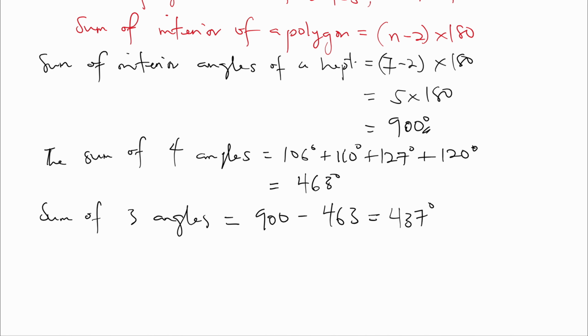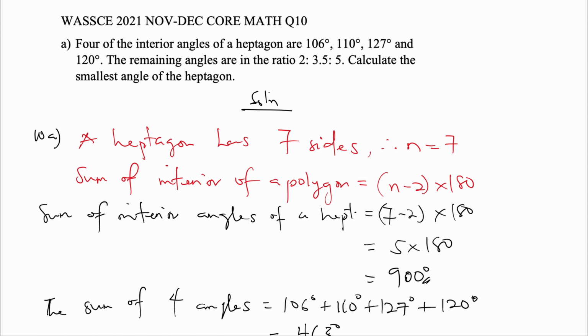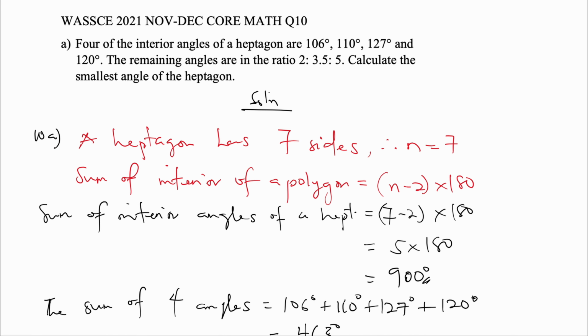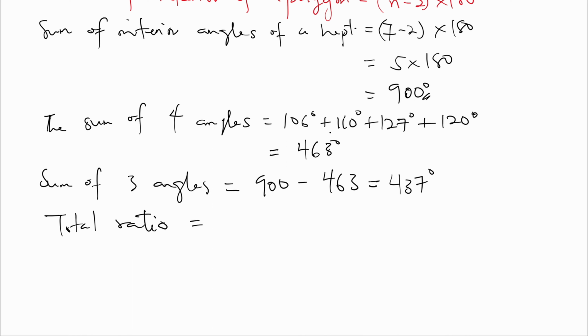Now, these 3 angles are in the ratio 2:3.5:5. So the total ratio is equal to 2 plus 3.5 plus 5, and this is equal to 10.5. So we are saying that 10.5 is equivalent to 437 degrees.